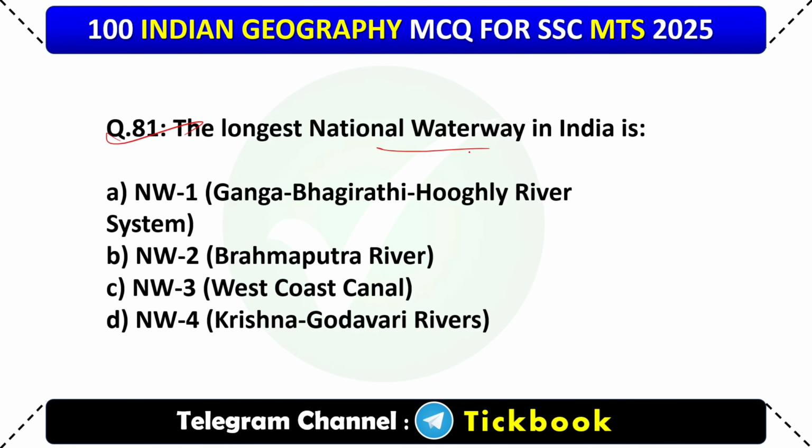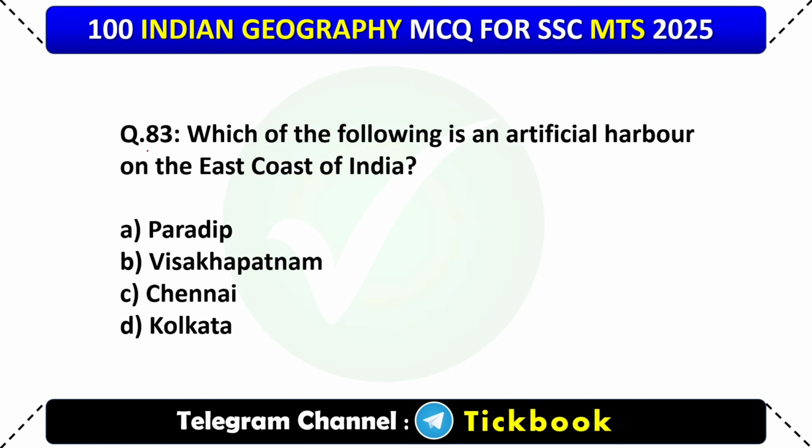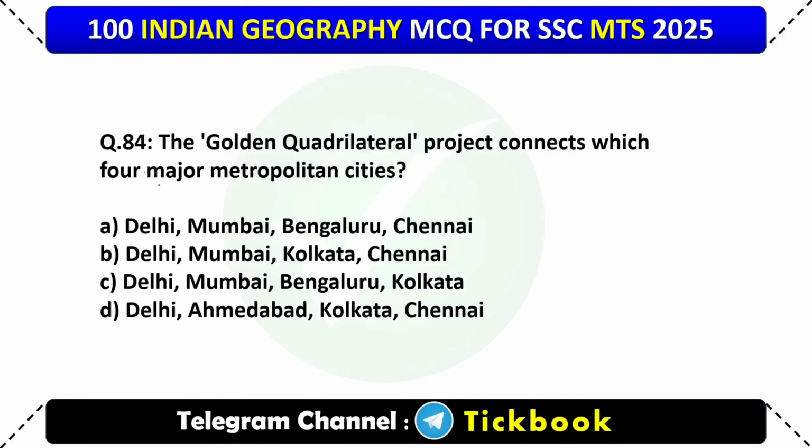81. The longest national waterway in India is National Waterway. Number A, National Waterway 1, Ganga Bhagirathi Hooghly River System. 82. The North-South Corridor and East-West Corridor intersect at which city? Option number C, Jhansi. 83. Which of the following is an artificial harbour on the east coast of India? Option number C, Chennai.